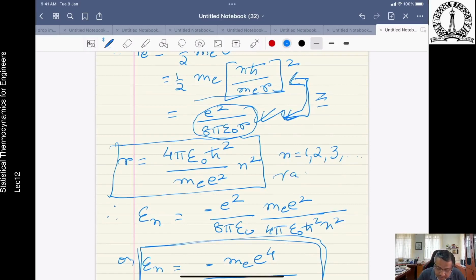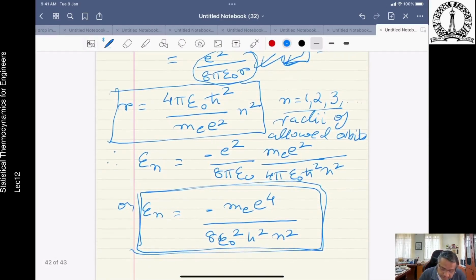So we can write it as the radii of allowed orbits, correct? And this happens through the quantization of n equal to 1, 2, 3. So you cannot have all orbits. This is given in discrete forms.